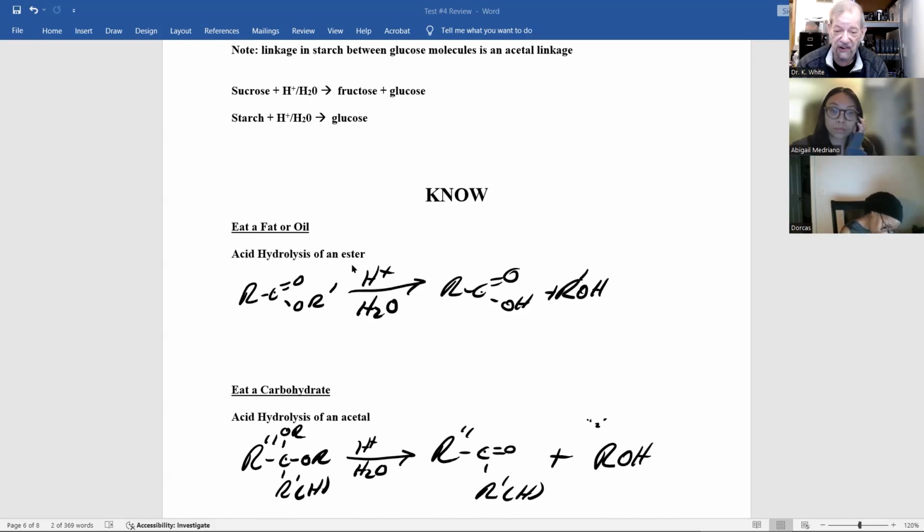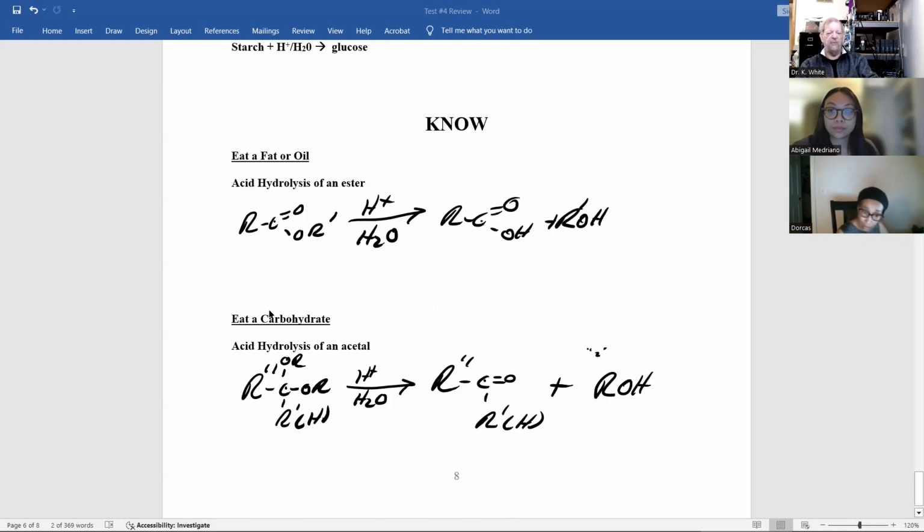By the way, I don't want to scare you, but this goes on in your stomach and intestine, one of them. But anyways, here's the general reaction. Ester, acid catalyst, H plus, water, to get back the carboxylic acid and the alcohol you would use to make that ester. You learned that for test 3.